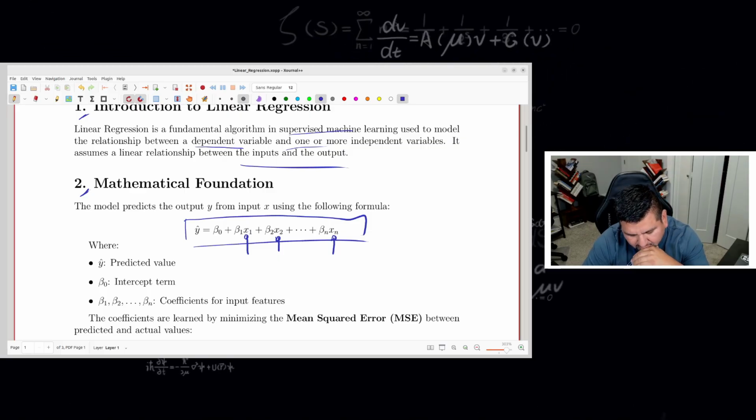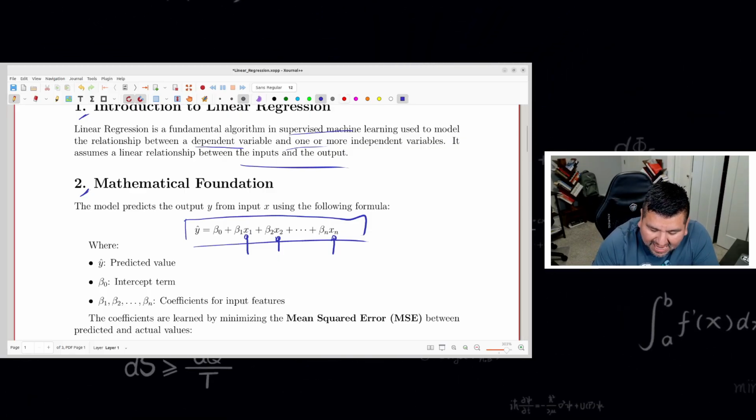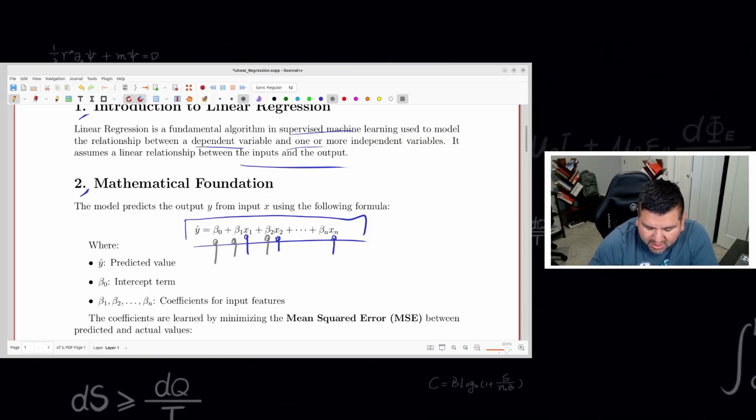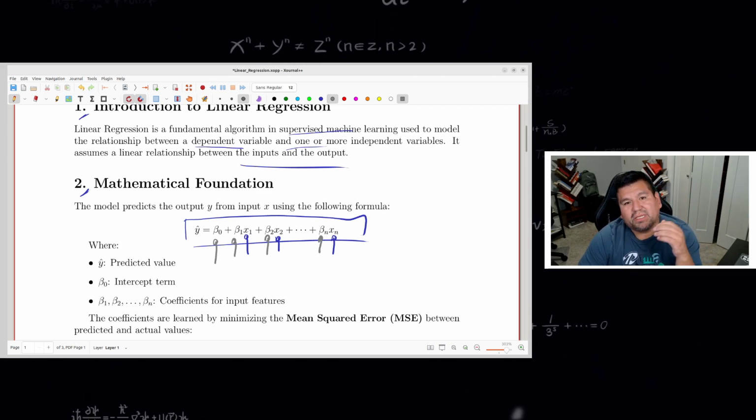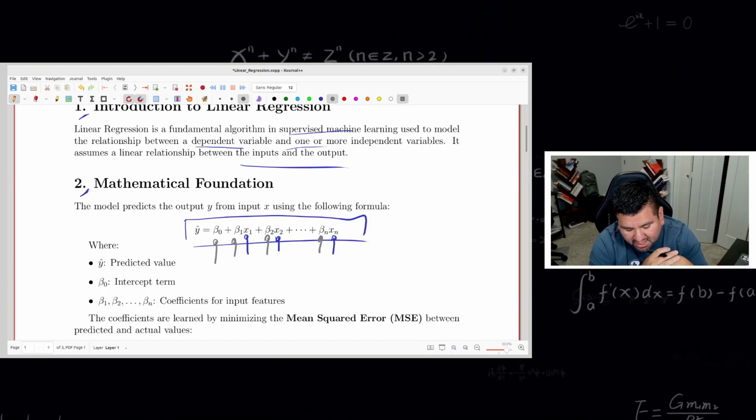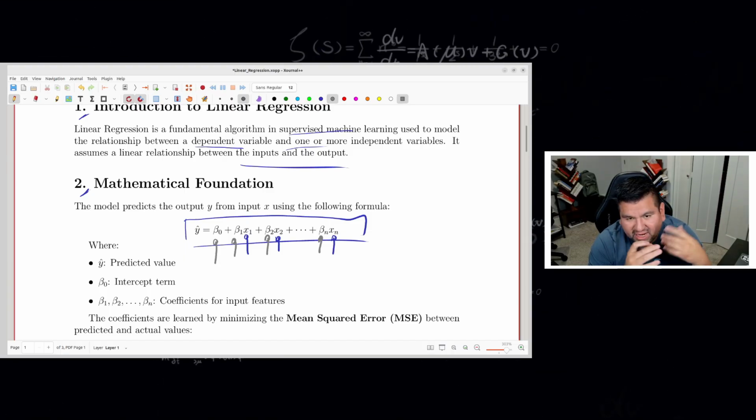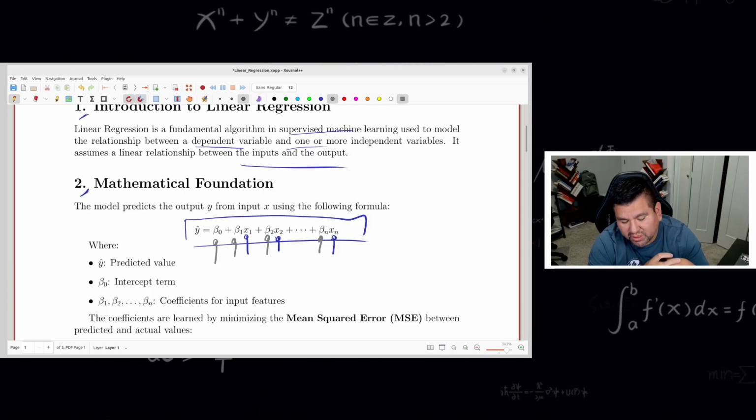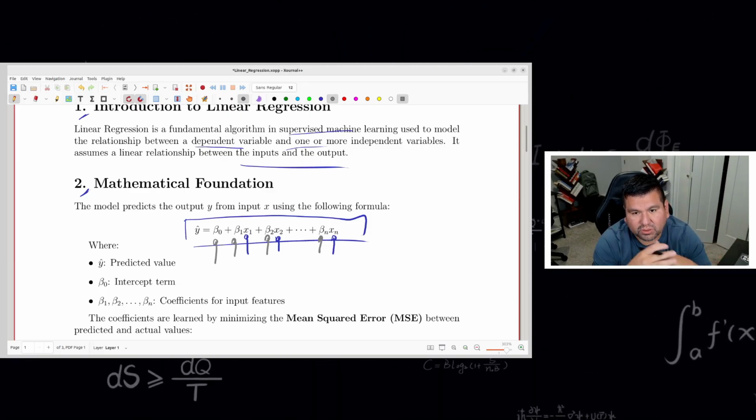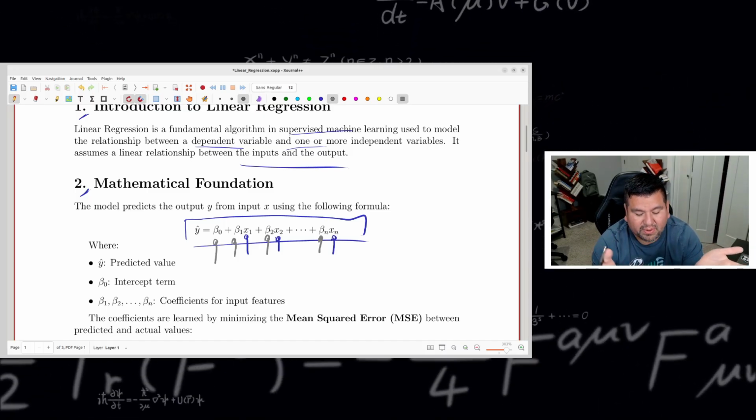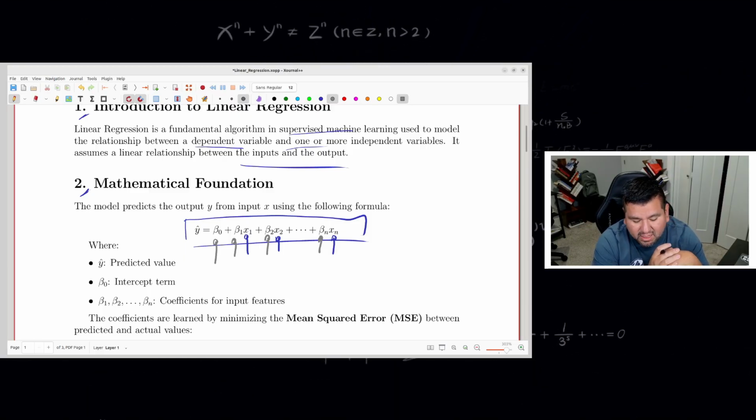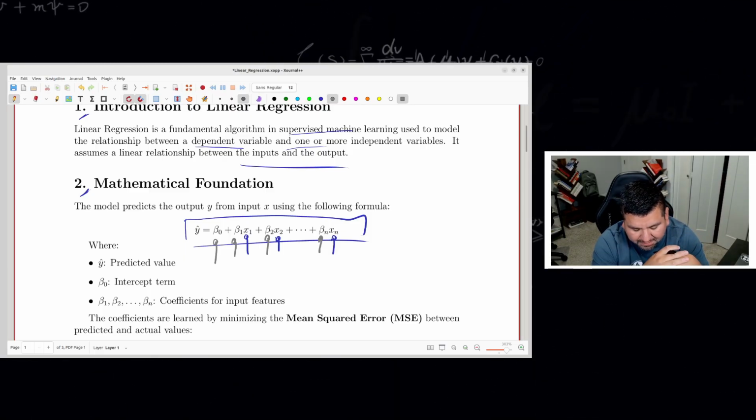Now, the other thing I want to highlight here is beta 0, beta 1, beta 2, beta n. Those are the parameters. Beta 0 is referred to as the intercept of the line. Beta 1 is the slope associated with x1. Beta 2 is the slope associated with x2, and so on. The model depends on those parameters, because if we want to use this model to make a prediction on y, we need actual values.